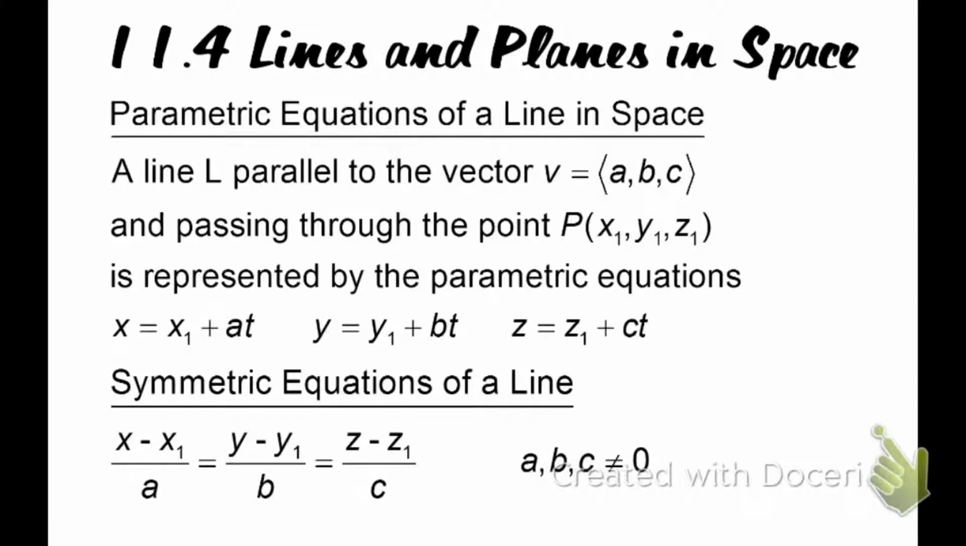So basically a parametric equation, if you remember from previous, is separate equations that have a variable t. Most of the time the t represents time or an angle. So you're looking at the separate variables of a function with respect to some other variable. So x equals x1 plus at, y equals y1 plus bt, z equals z1 plus ct. x1, y1, and z1 are the points that are on the plane, and a, b, c are the components of the vector that are parallel to the plane.